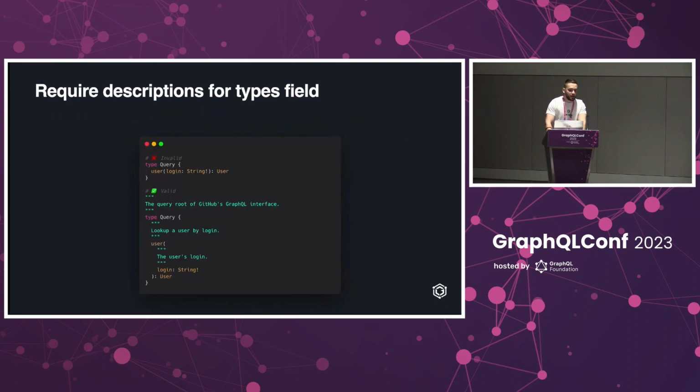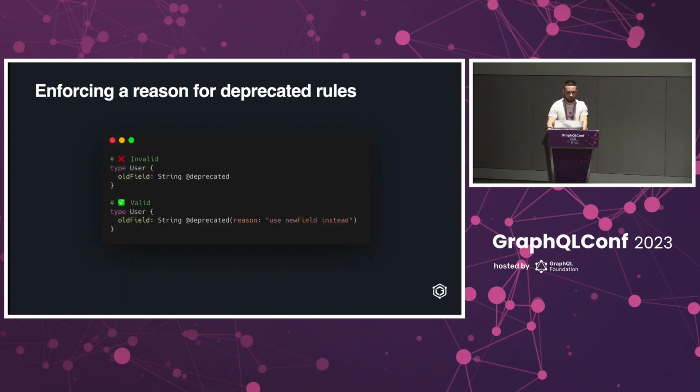We can also require descriptions for different things in a GraphQL schema, such as for types, for fields, or even for arguments and inputs. As I said, it's a best practice that the deprecated directive has a reason. With GraphQL ESLint, we can enforce it, and it fails if the deprecated directive doesn't have a reason.